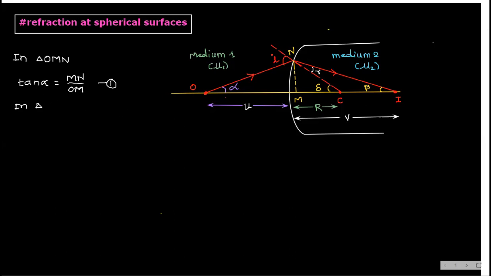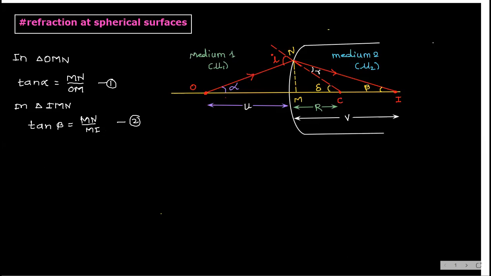Next, tan beta. In the other triangle, IMN, which one do we take first? IMN. In this triangle IMN, we have tan beta here. So tan beta is equal to MN by MI. I have denoted just the angles with alpha, beta, and delta, right? So tan beta is equal to MN by MI.